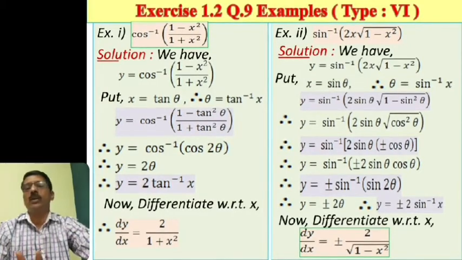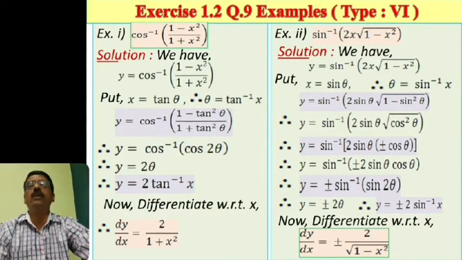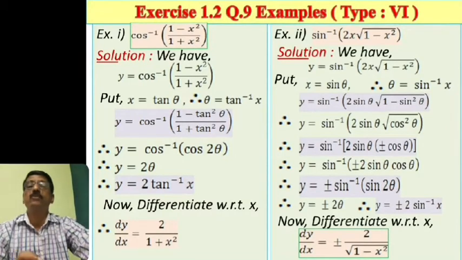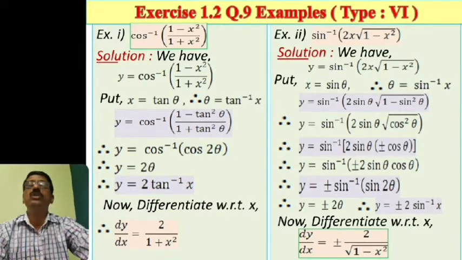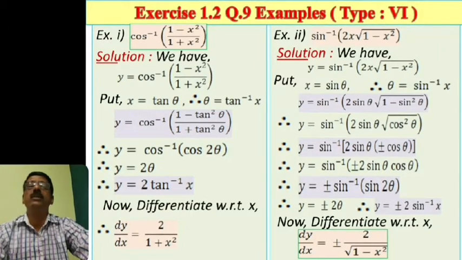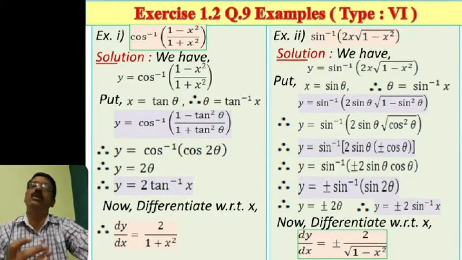This is the simple way. That means only here we have to make the perfect substitution, and by using the perfect substitution we simplify the given function into a simple form, and then we can get the derivative of the given function.